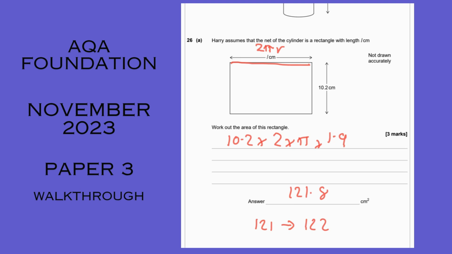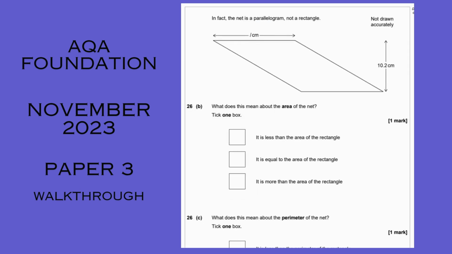Over the page, onto the multiple choice bit. So, it's actually a parallelogram. Well, the area of a parallelogram, this will still refer to 2 pi r, and that is still the height. So the actual area is still the same. The area of a parallelogram is that distance multiplied by that distance. Length of the base times the height, it's the same.